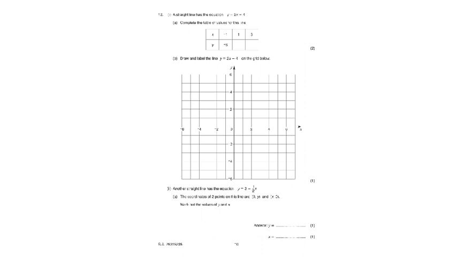Okay, a straight line has the equation y equals 2x minus 4. Complete the table of values. So that means there are a whole load of x values and you sub in the different x values to get the y value. So when x is -1, -1 times 2 is -2, -4 is -6.